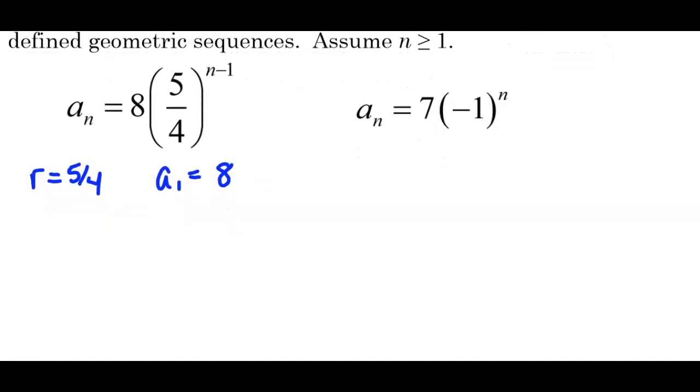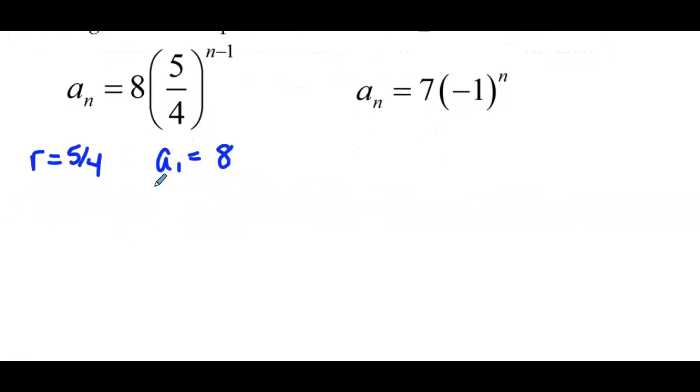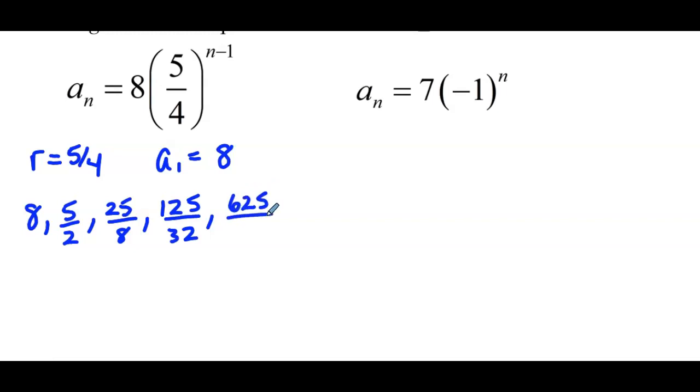We could list out more terms of this sequence if we wanted, right? We can say first term is 8, then multiply by 5 over 4, so that would be 5 over 2. Multiply by 5 over 4, 25 over 8. Then 125 over 32. And then 625 over 128. And then that sequence would continue on.